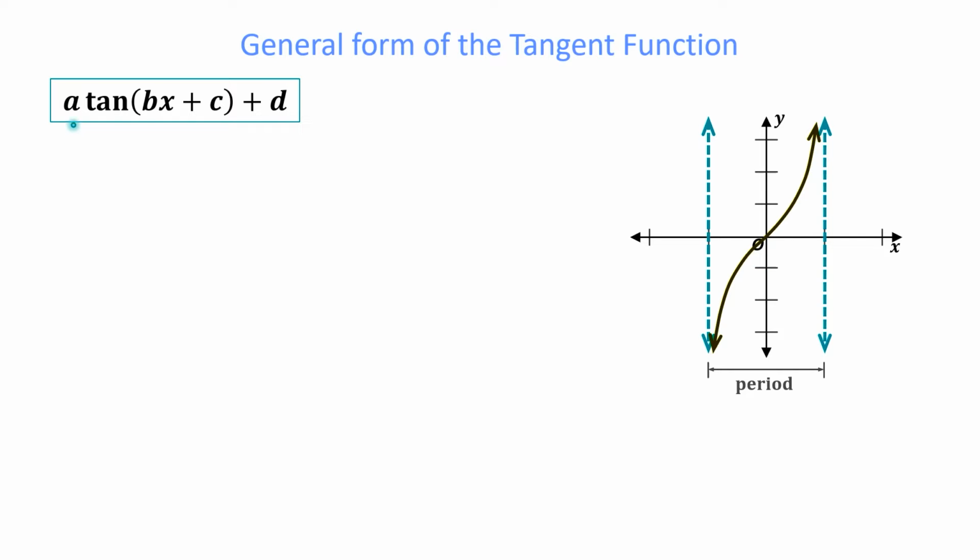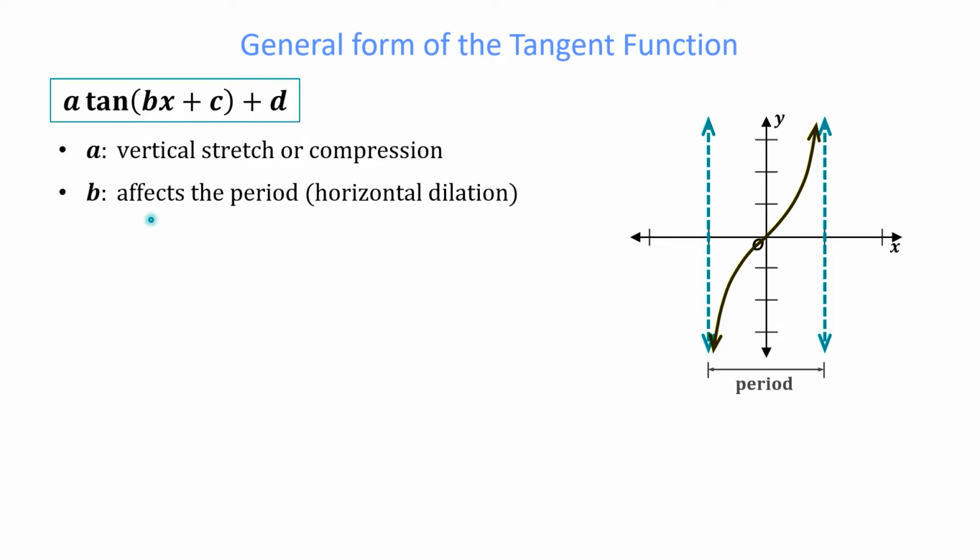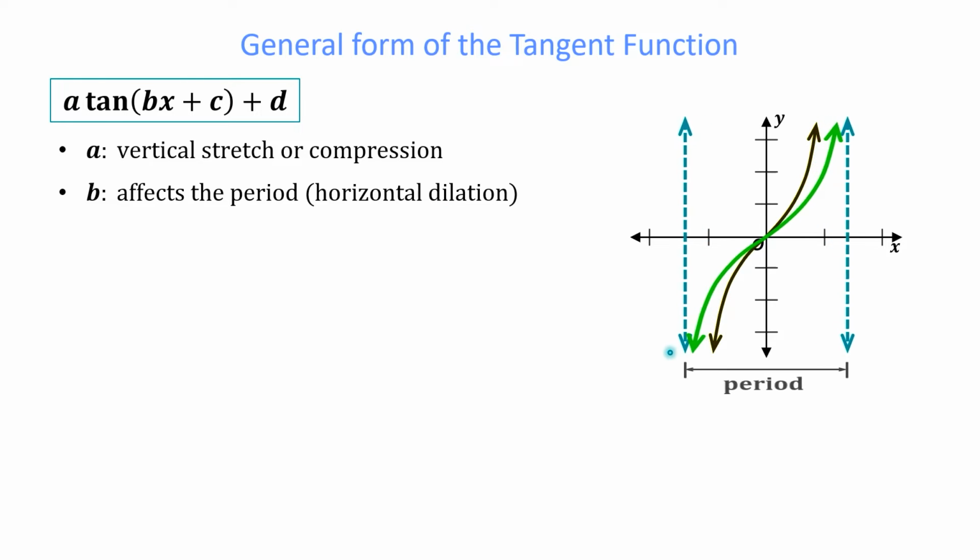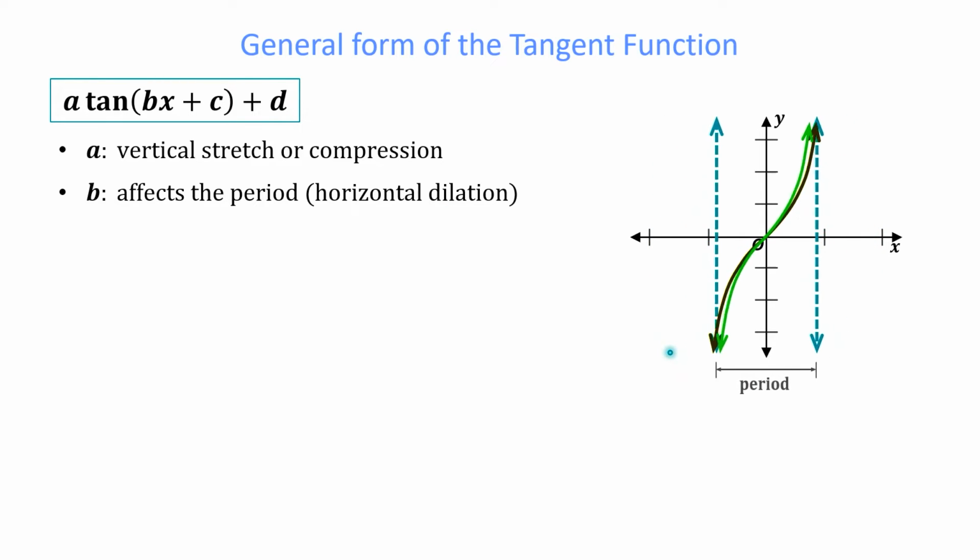Now let's look at the values for A, B, C and D and what the effects are on the graph. So the value of A affects the graph by causing a vertical stretch or compression. So if you look at this graph in pink, you can see a vertical stretch and a vertical compression taking place. Now the value of B affects the period. It causes a horizontal dilation. So if you look at this graph in pink here, you can see it expanding in the x-axis and compressing in the x-axis, and the effect it has on the period as well.